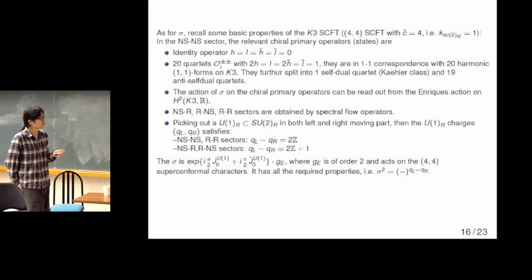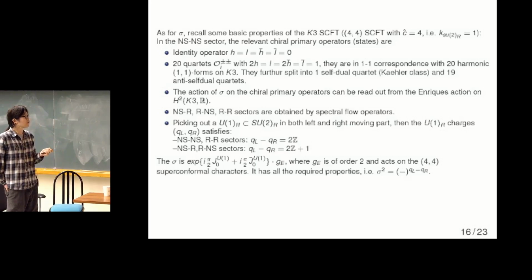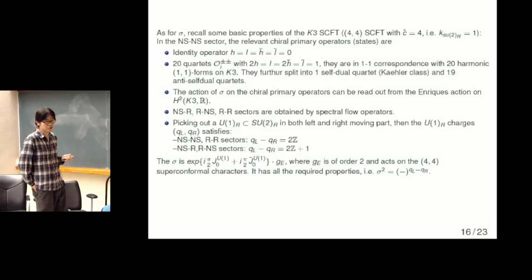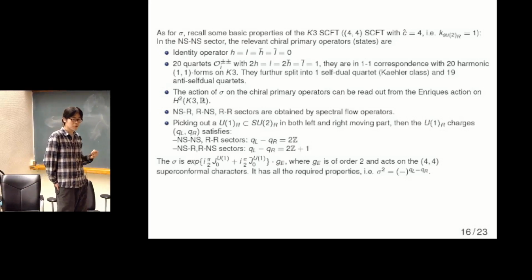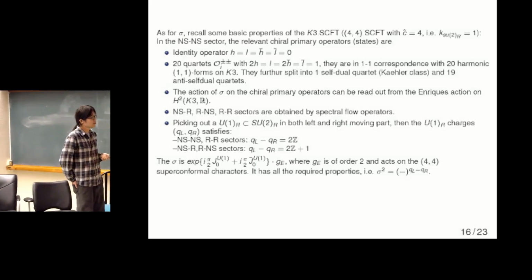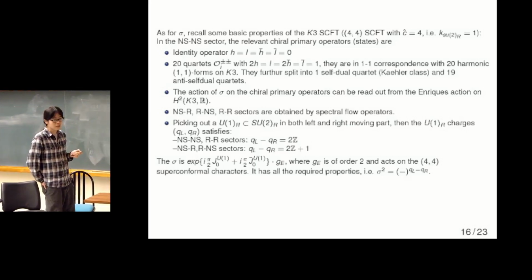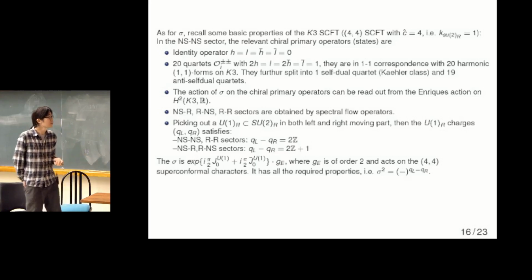The important part is the first one, as the second one will act on the (4,4) superconformal characters. And it is the first one that breaks (4,4) to (2,2). Or from the space-time perspective, it is this part that breaks the hyper-Kähler to Kähler.